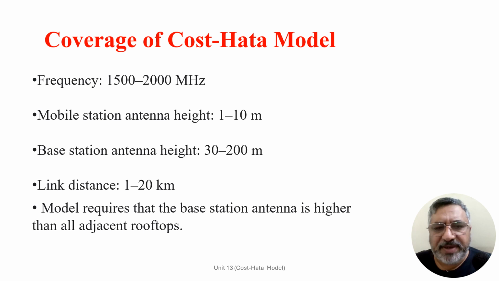Like all other empirical models, this model also has some coverage limitations. For frequency, it works from 1500 to 2000 megahertz. The mobile station antenna height should be from 1 to 10 meters, the base station height from 30 to 200 meters, and the link distance from 1 to 20 kilometers. This model requires that the base station antenna is higher than all adjacent rooftops.